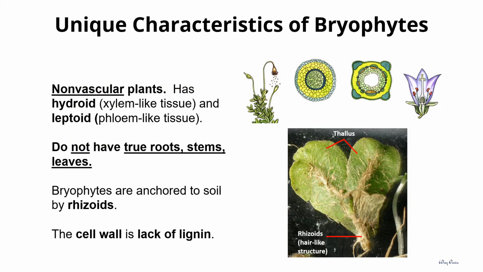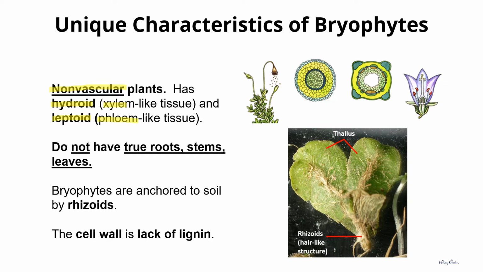Bryophyte is the most primitive plant of Kingdom Plantae. Maksudnya merupakan tumbuhan yang paling asas. This is because they do not have any vascular tissue throughout the body of these plants. We call them non-vascular plants. They have hydroids, which function as xylem, and leptoids, which function as the phloem in the vascular plants.